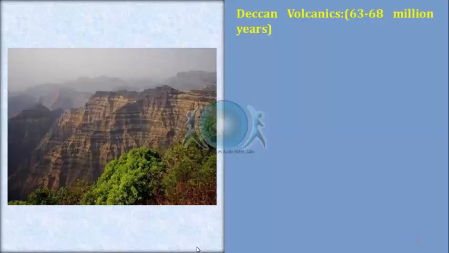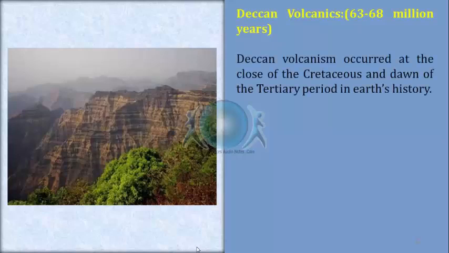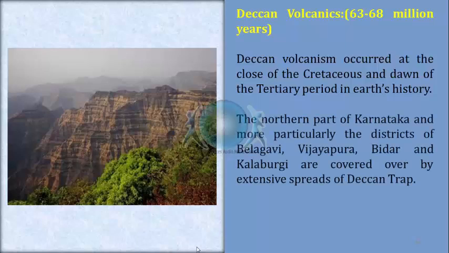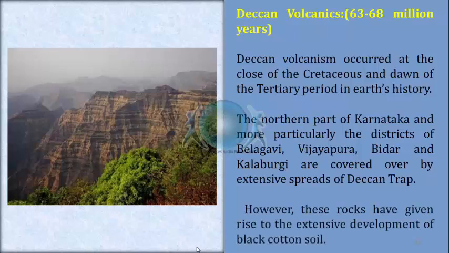Deccan Volcanics. 63 to 68 million years old. Deccan volcanism occurred at the close of the Cretaceous and dawn of the Tertiary period in Earth's history. The northern part of Karnataka, and more particularly the districts of Belagavi, Vijayapura, Bidar and Kalaburgi, are covered over by extensive spreads of Deccan Trap. However, these rocks have given rise to the extensive development of black cotton soil.